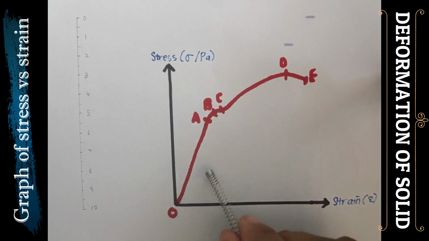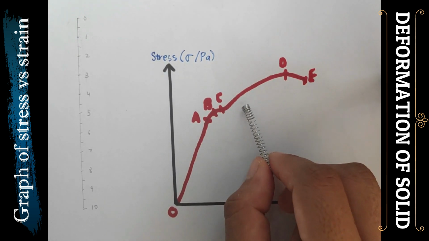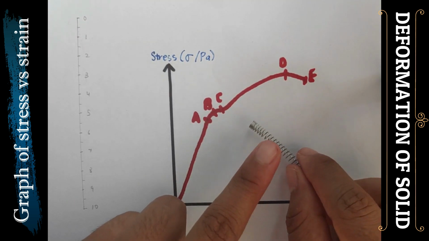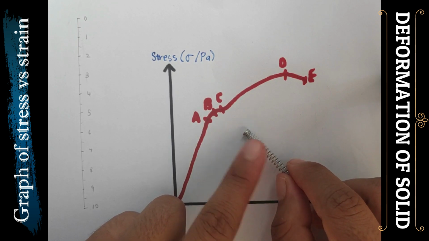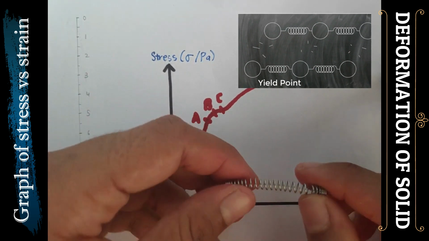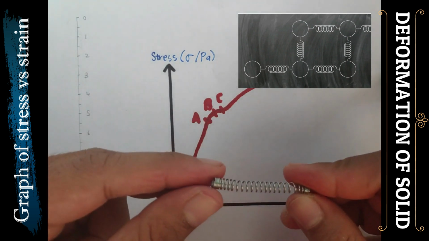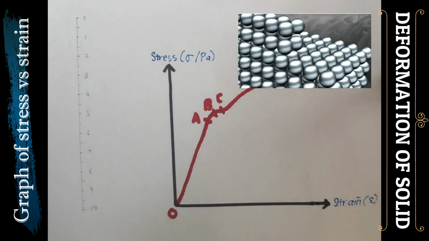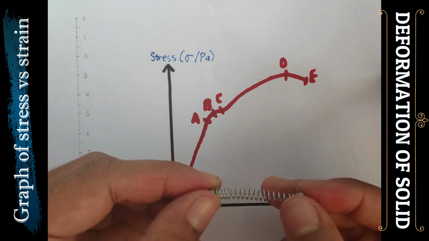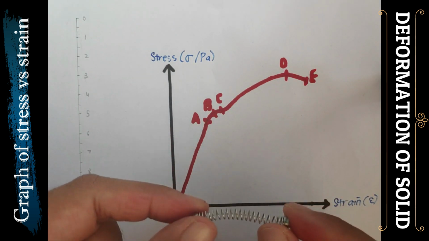C is called the yield point. At this point, a change in the internal structure of the material takes place, where the planes of the atoms of the spring slide across each other, resulting in a sudden increase in extension, and the material thins uniformly. But for this spring, you can't really see that it thins uniformly unless you give a greater force than I have given. In this case, even when the stress is 0, which means I'm not applying any force, the length of the spring is not the same as before.